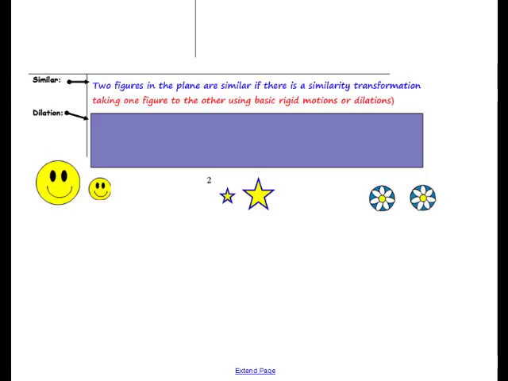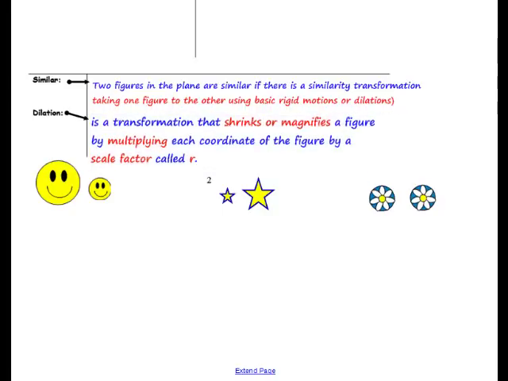Now, the definition for dilation. This is a transformation that shrinks or magnifies a figure by multiplying each coordinate of the figure by a scale factor called r. Pause the video and copy the definition.